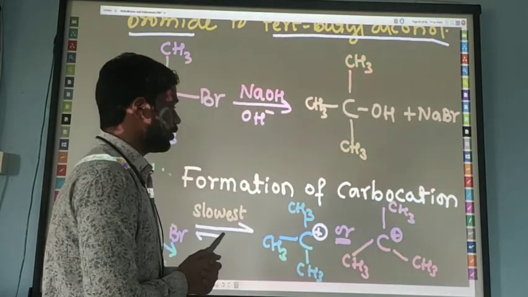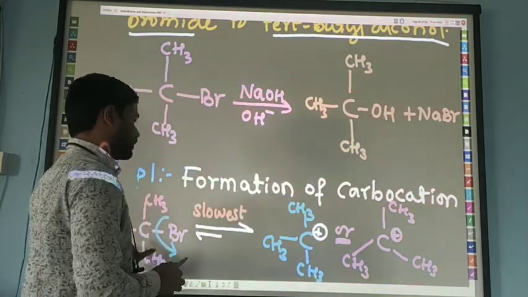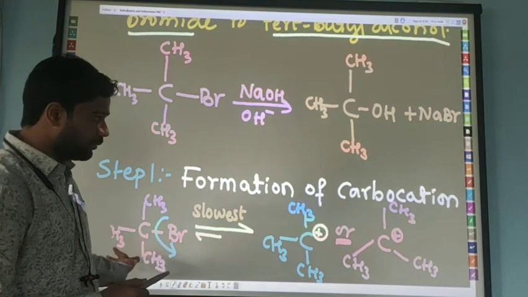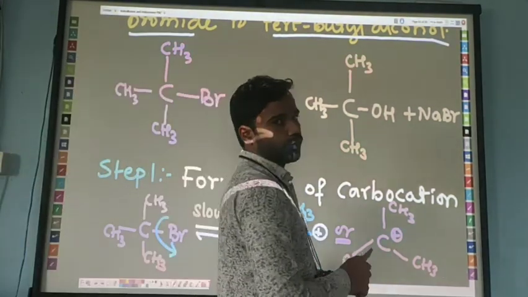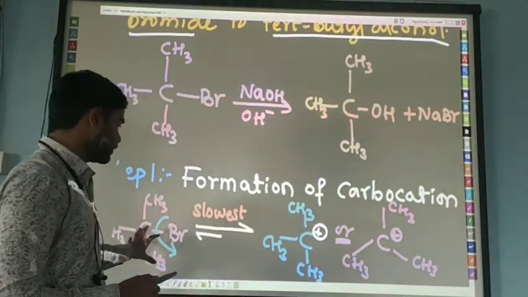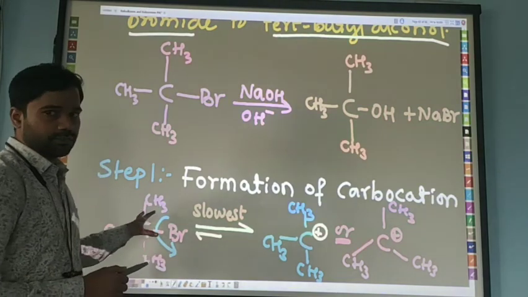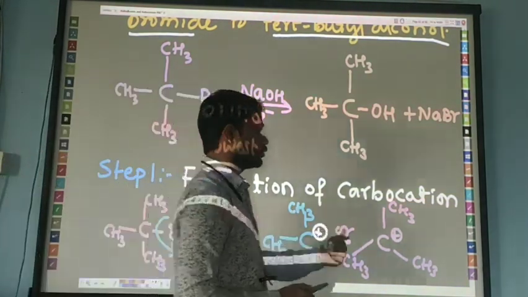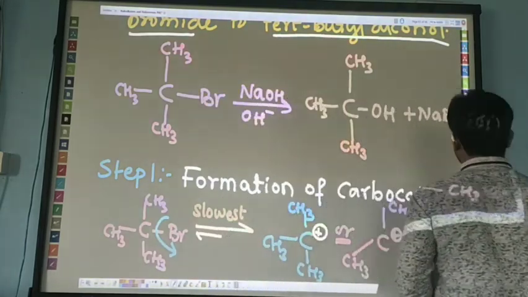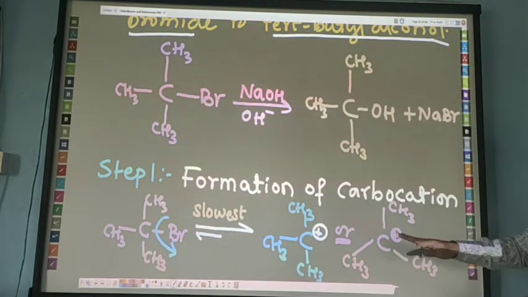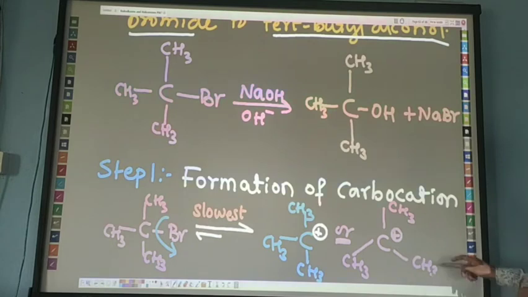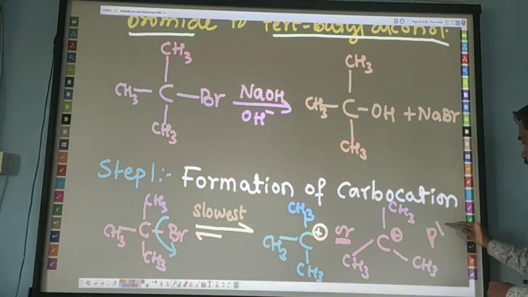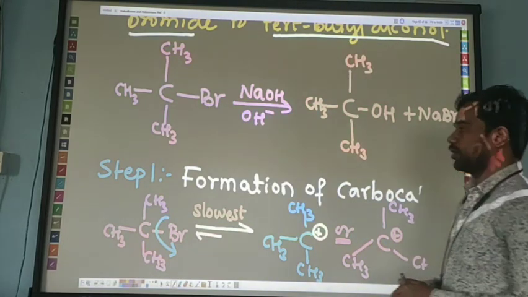From where we started, the carbon's hybridization has changed from sp3 to sp2. The complex is going to be formed in step 1. We have generated the planar molecule. We have generated the planar carbocation molecule.